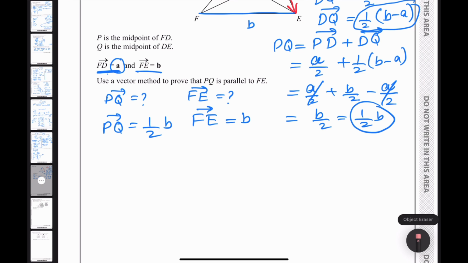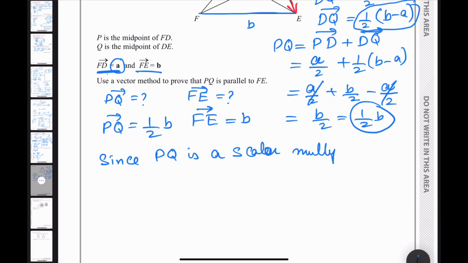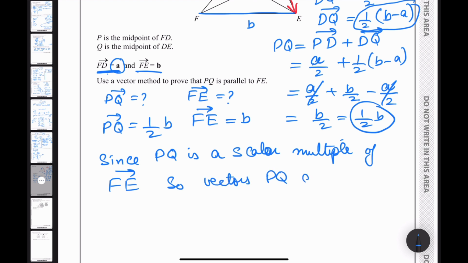Since PQ is a scalar multiple of FE, vectors PQ and FE are parallel to each other.